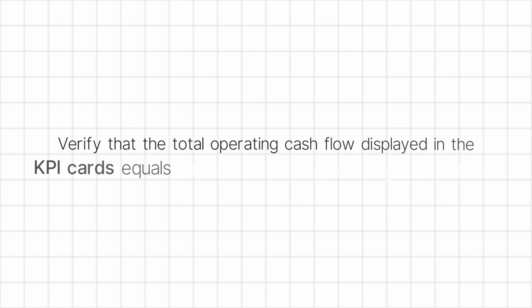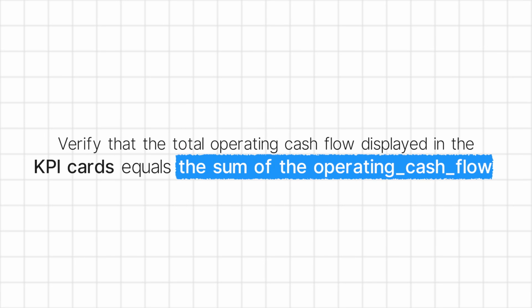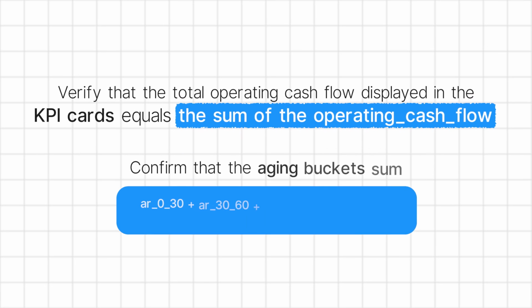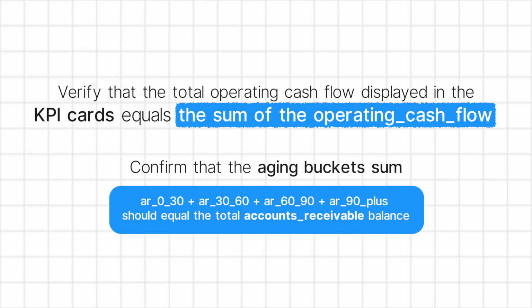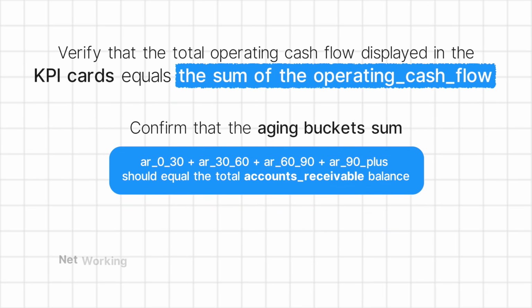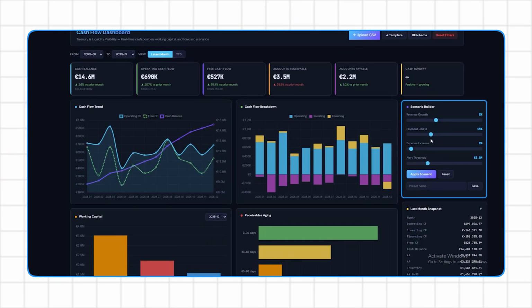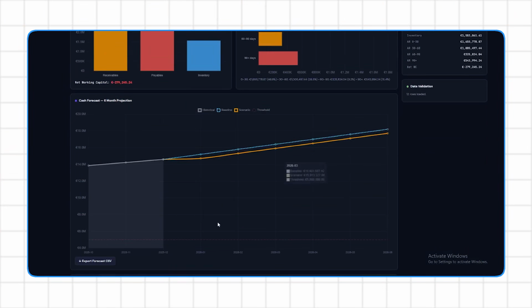Verify the total operating cash flow in the KPI cards equals the sum of the operating_cash_flow column. Confirm that the aging buckets sum to total accounts receivable. Validate that net working capital equals AR minus AP minus inventory, and check that the forecast projections correctly apply the scenario adjustments you defined.